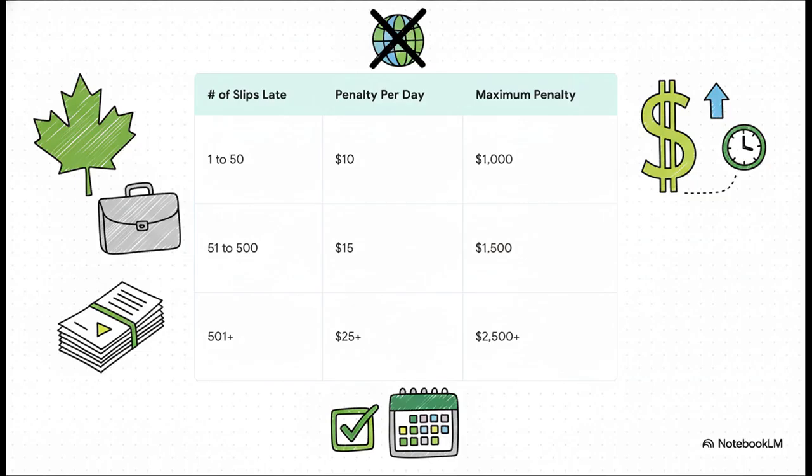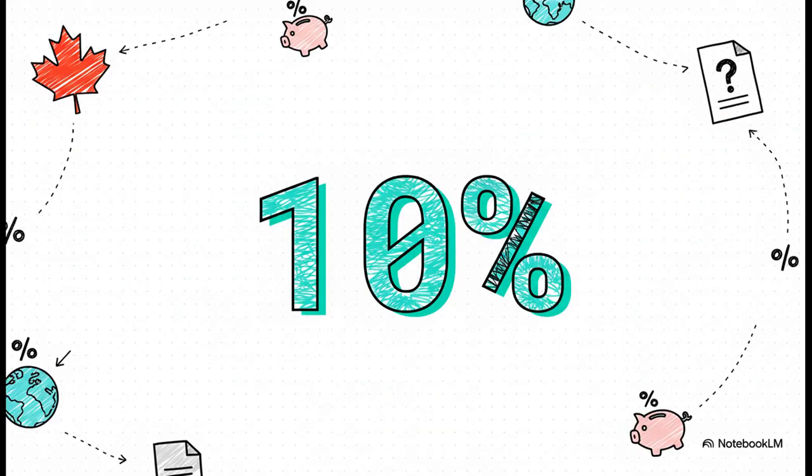The penalty is calculated per day based on how many slips you have. Even for a small business with just a few slips, that can hit $1,000 really quick. And for bigger companies, the exposure is obviously much, much higher. But the biggest penalty by far is reserved for the biggest mistake. If you just failed to withhold that 15% in the first place, the CRA can hit you with a penalty of 10% of the amount you should have deducted. And believe me, that's just for the first time it happens.